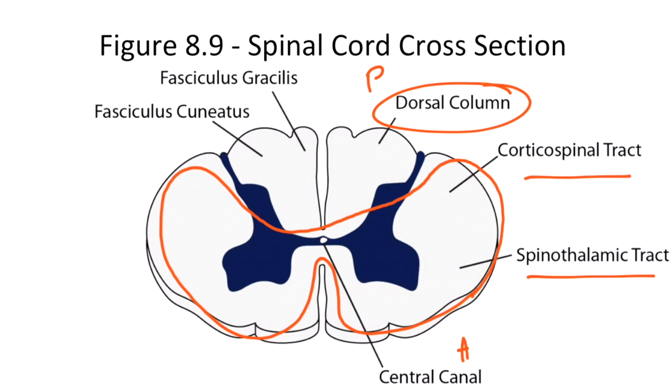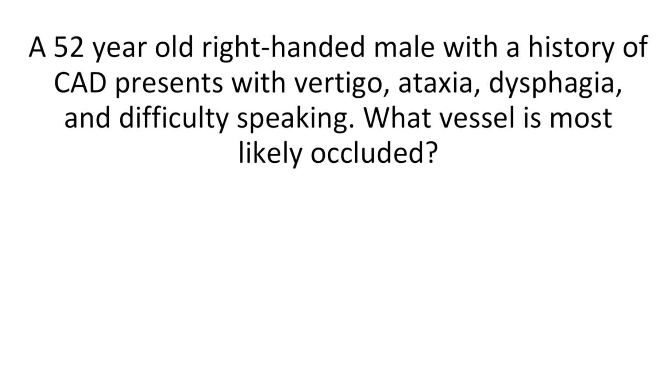Okay, let's do another question. A 52-year-old right-handed male with a history of coronary artery disease presents with vertigo, ataxia, dysphagia, and difficulty speaking. What vessel is most likely occluded? Recall from part 1 of this section that dysphagia and dysphonia, or difficulty speaking, are unique to lateral medullary syndrome. Lateral medullary syndrome is caused by damage to the posterior inferior cerebellar artery, or PICA.